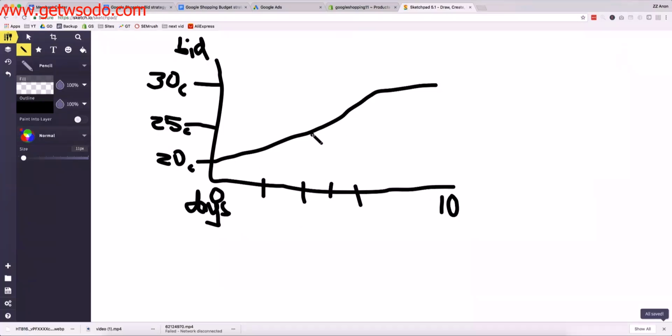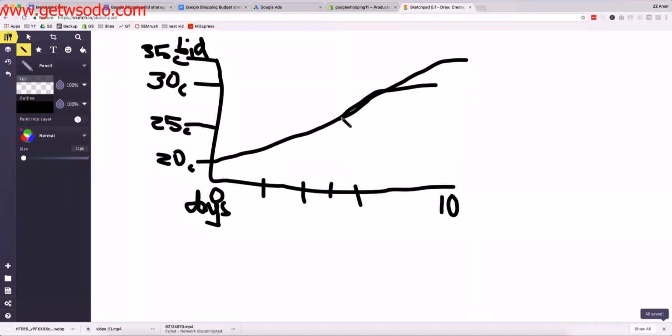Because what happens is, let's say on this day here, you think, I'm bidding 30 cents, but it's still only 25 cents. I want to put it up higher. And then you jack it up to like 35 cents, right? What happens is this will do this again. And it's still going to take a while to hit 35 cents.